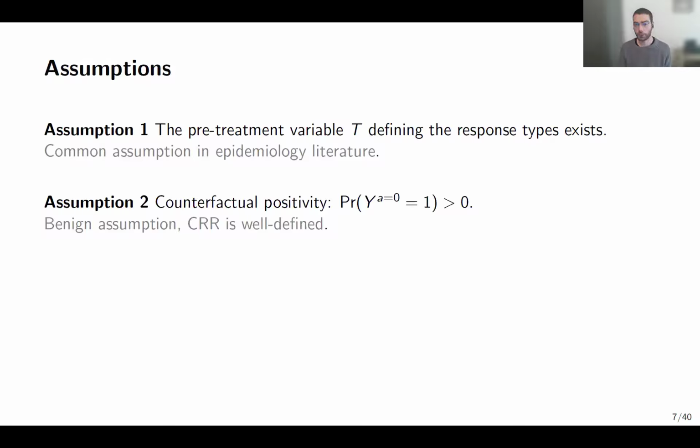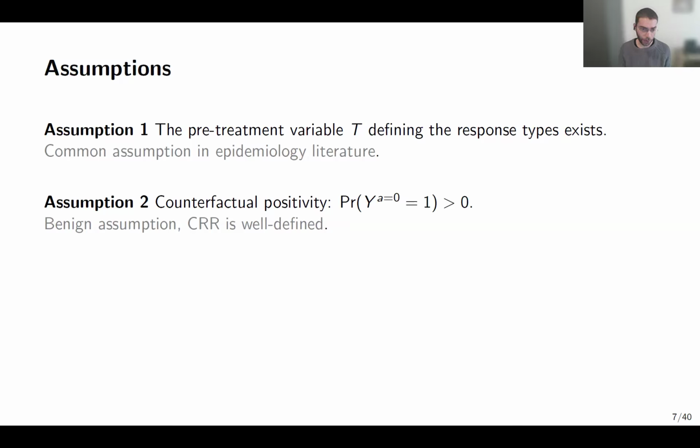We will also assume that there is a positive probability of having the event among individuals under control. So if you enforce everyone to take the control instead of the treatment you're interested in, then you would expect some individuals to have the outcome. This is a benign assumption. It's just done because otherwise the causal risk ratio is not well defined.